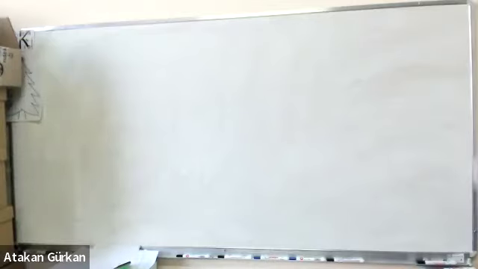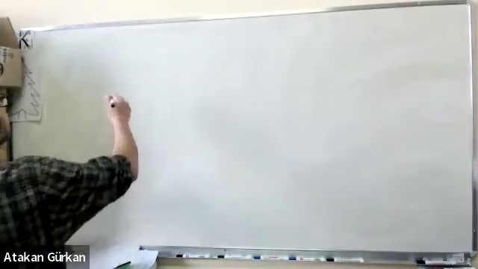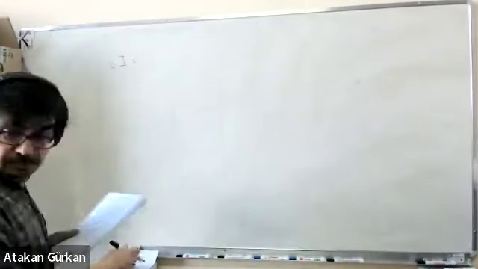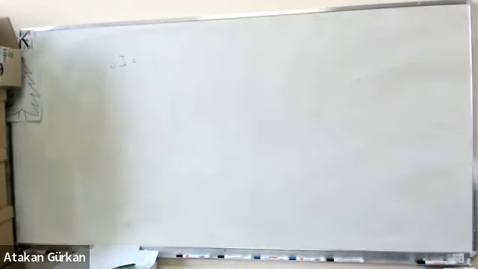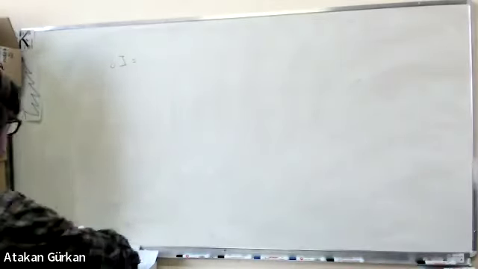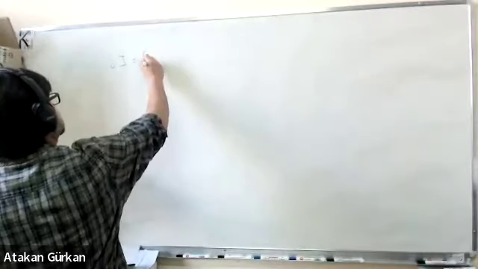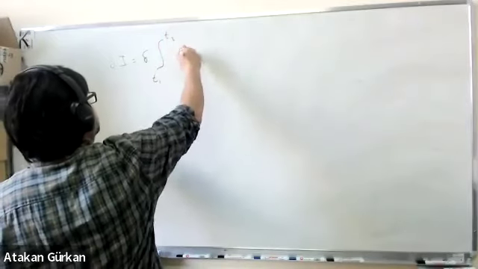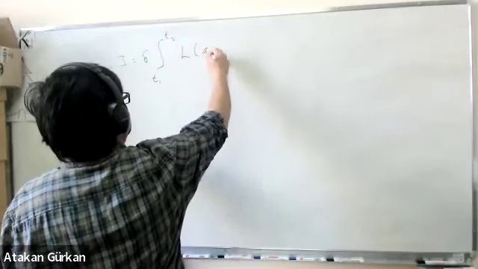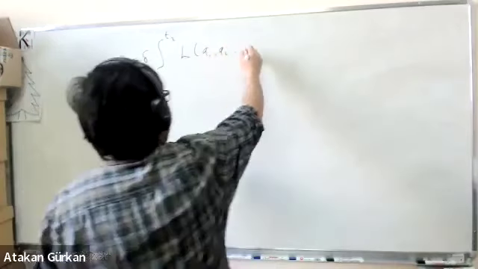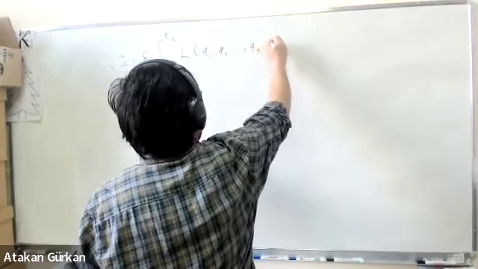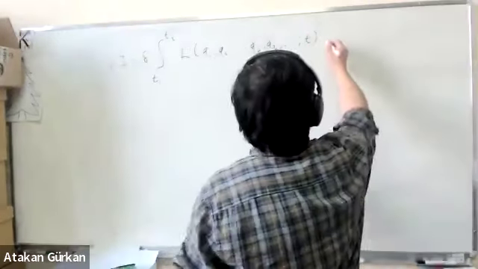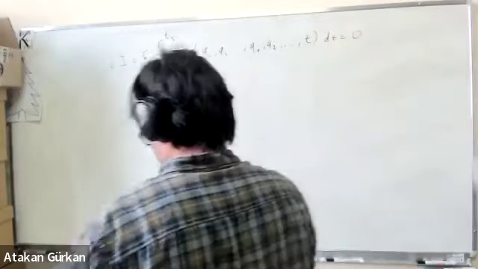Okay, so I'm going to write my delta I as delta of some integral from some t1 to t2 of some Lagrangian. So I'm going to write this in terms of generalized coordinates, and it is equal to 0.